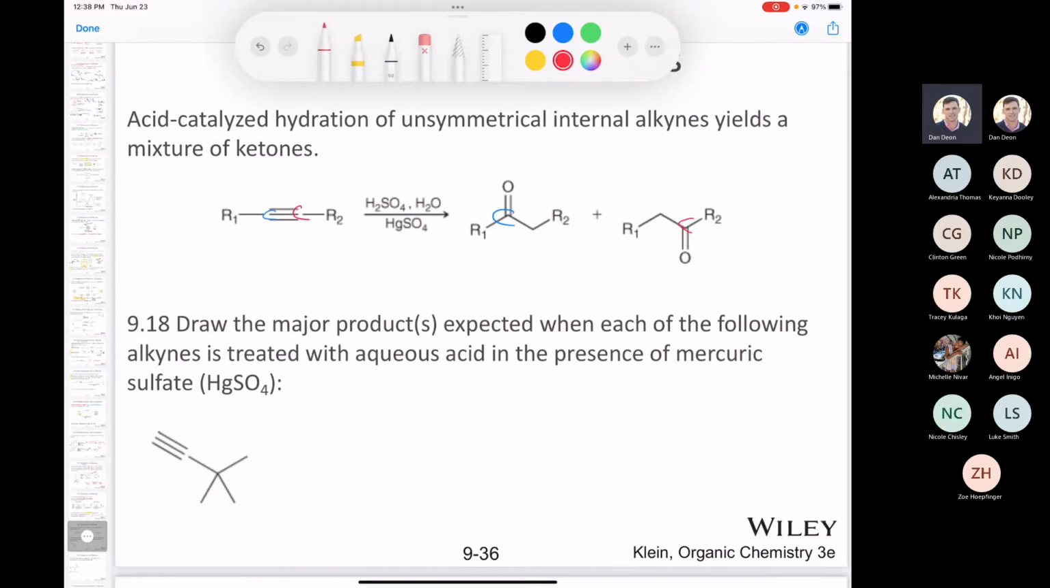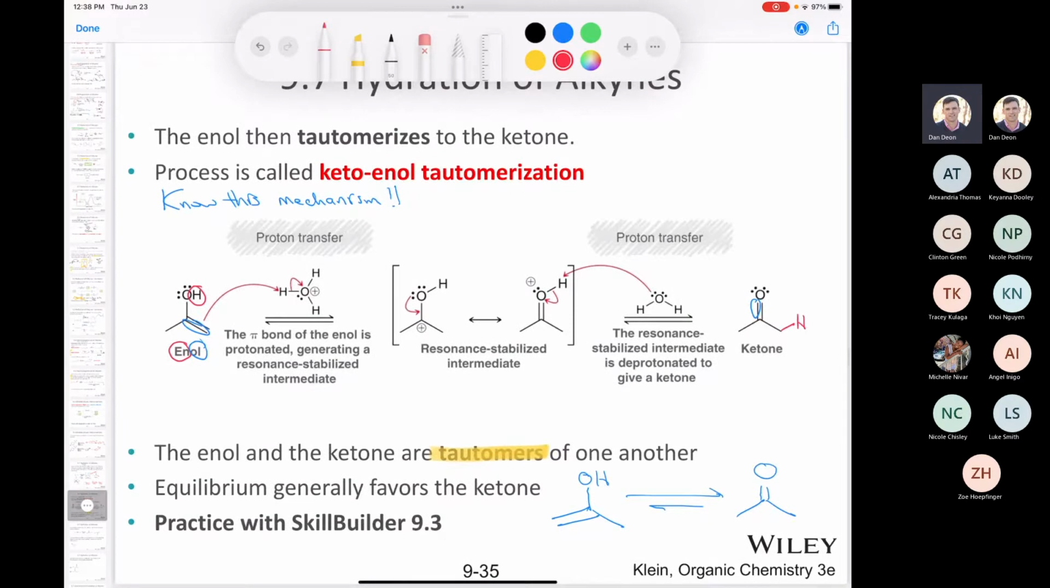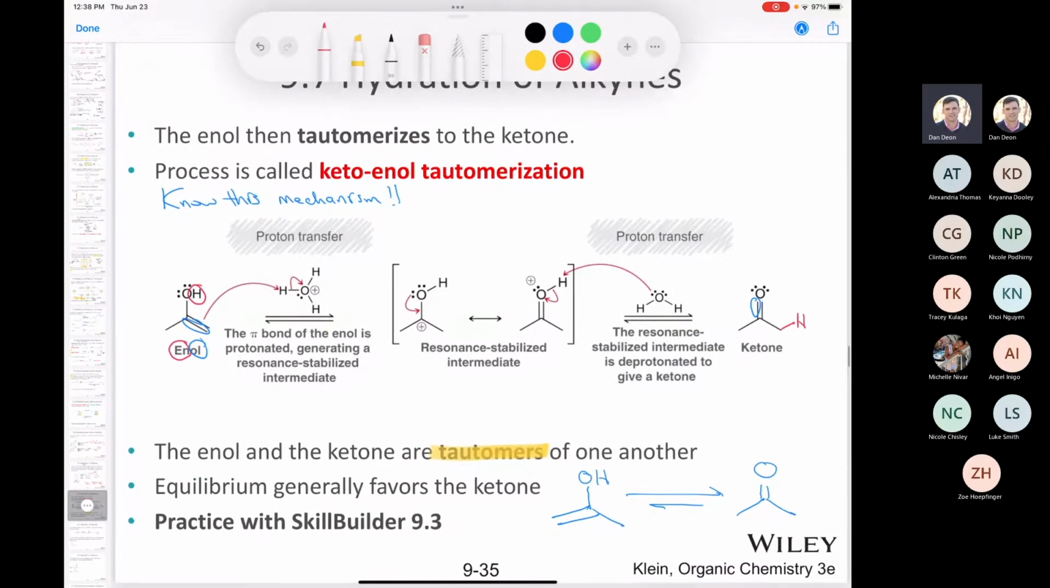But if it's unsymmetrical, it's kind of, I wouldn't say useless, but it's not the greatest reaction out there. All right. So somebody asked me to repeat the definition of tautomerization. If you go to the textbook, there is a definition of tautomerization. Tautomerization is an isomerization process that involves the movement of a hydrogen atom and a proton. Okay, hydrogen atom and a proton.